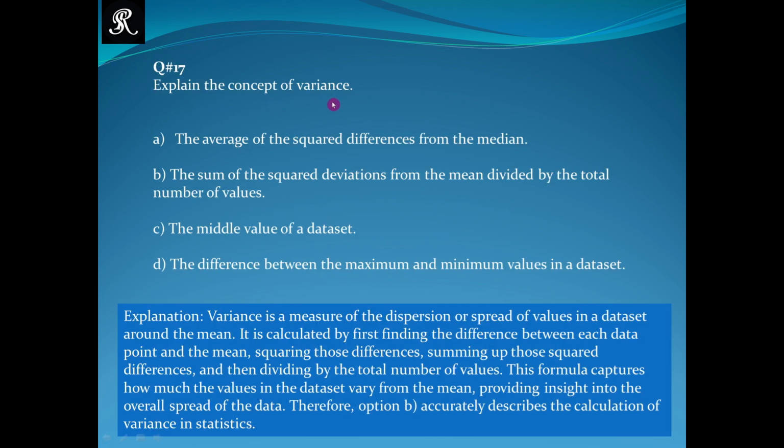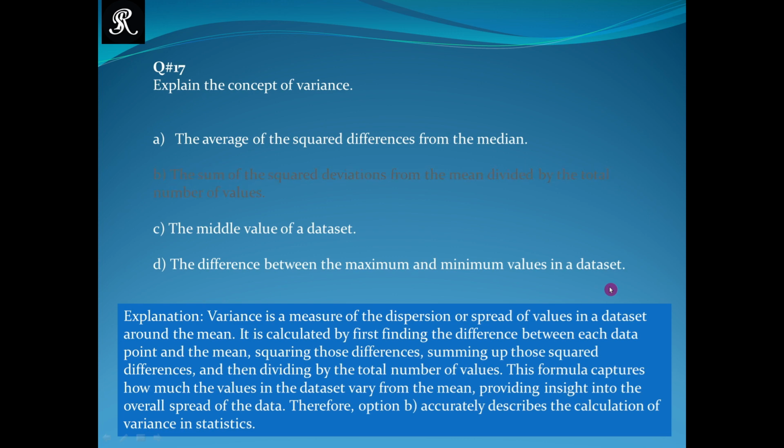Explain the concept of variance. Average of the squared differences from the median. The sum of the square deviations from the mean divided by the total number of values, the middle value of a dataset, the difference between the maximum and minimum values in a dataset. And the right option is option B.